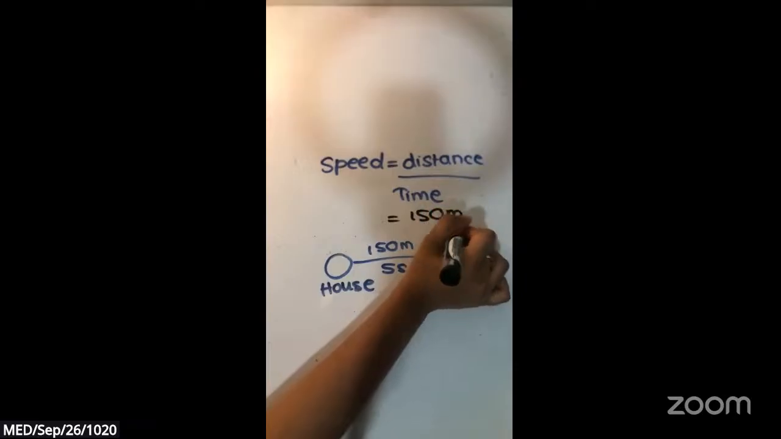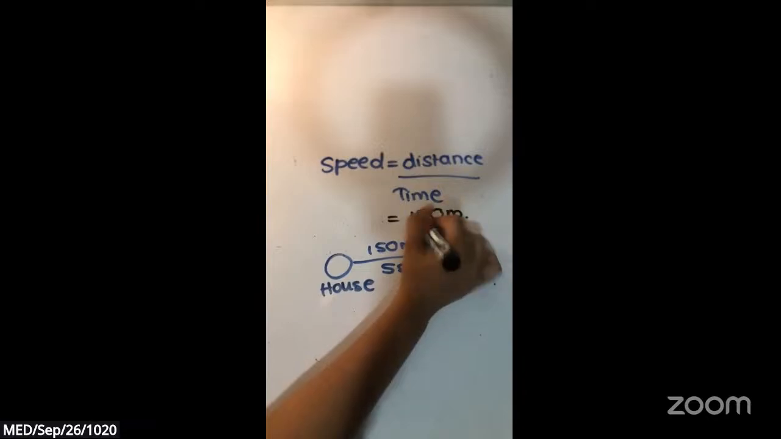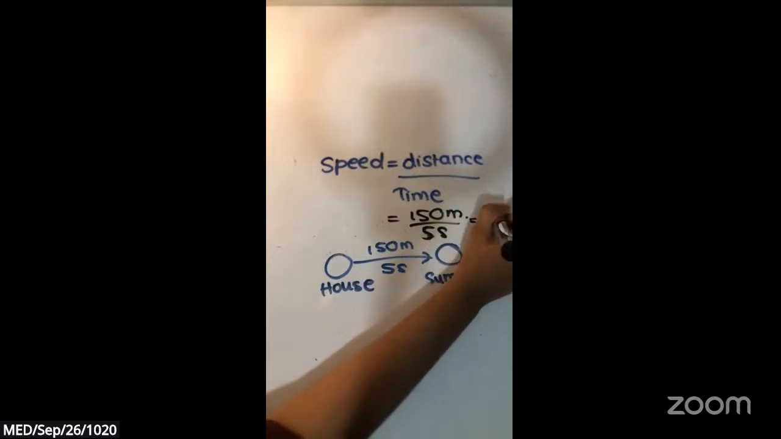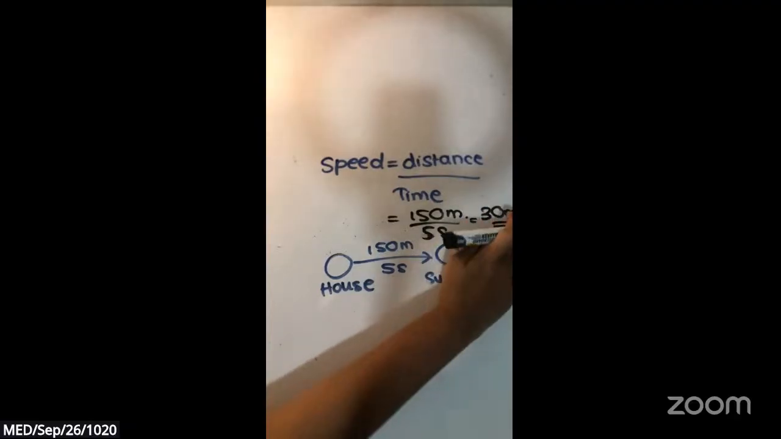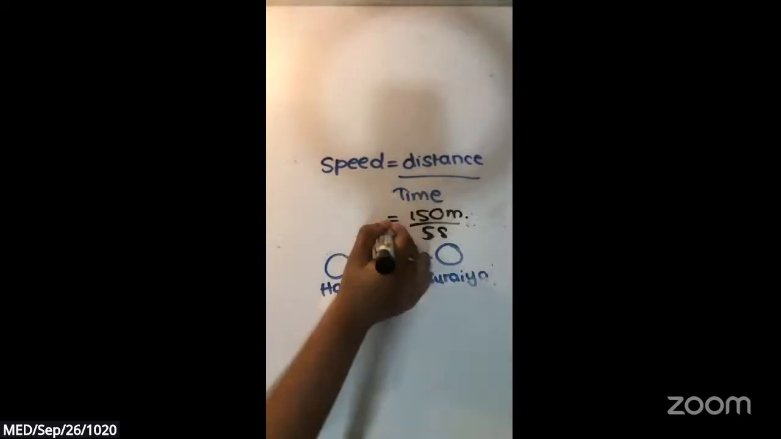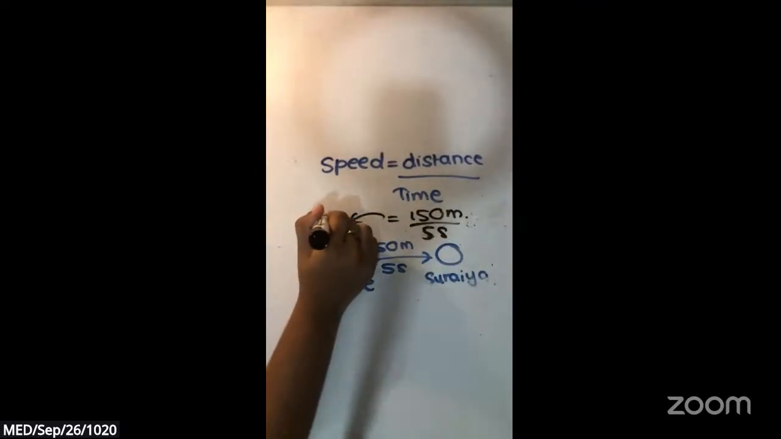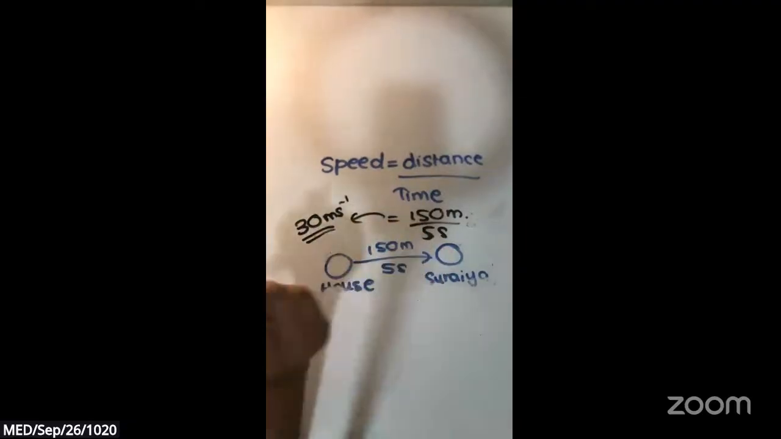150 meters over 5 seconds. And then after it's maths, right? Cut it, then you get 30 meters per second. This is the speed, right? I know you all can't see after that, no? I'll just write it this side. 30 meters per second. This is the speed. This is how fast you're going, right?